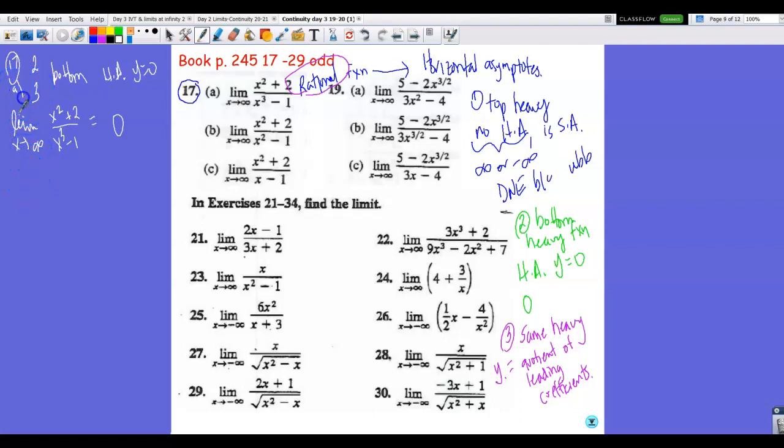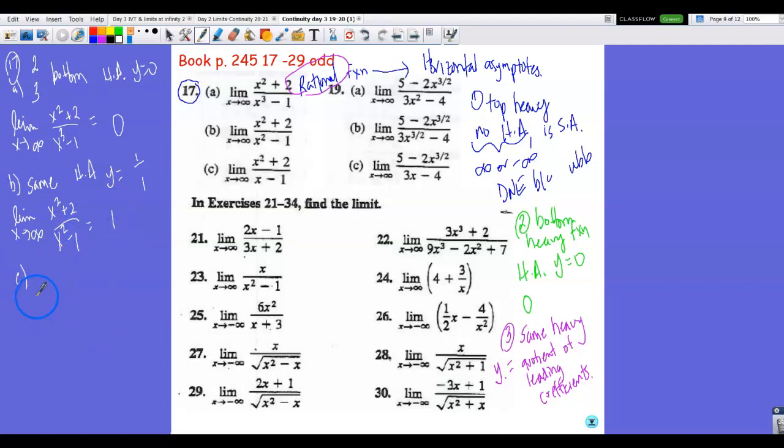That's letter A. In letter B of 17, we have a situation that is the same heavy because the degree in the numerator is the same as the degree in the denominator. So the horizontal asymptote is the quotient of the leading coefficients. So the coefficient in the numerator of x squared is 1, and the coefficient in the denominator of x squared is 1. So ultimately, the first line is just the thinking. So the limit as x approaches positive infinity, the right end behavior of x squared plus 2 over x squared minus 1 is equal to 1.